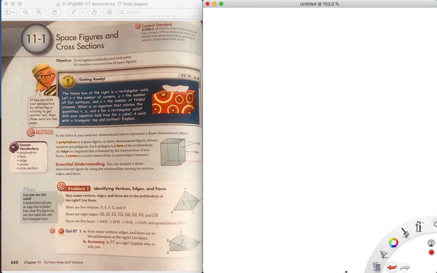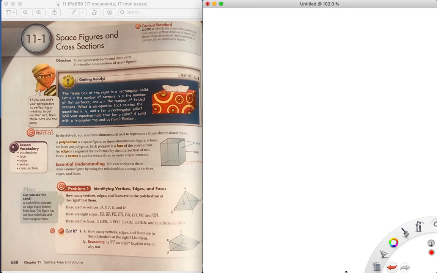Okay, so today we're going to do two sections. Chapter 11, Section 1, space figures, three-dimensional figures, and cross-sections, and then 11.2, which is prisms and cylinders, surface area and lateral area. All right, so a lot of definitions.